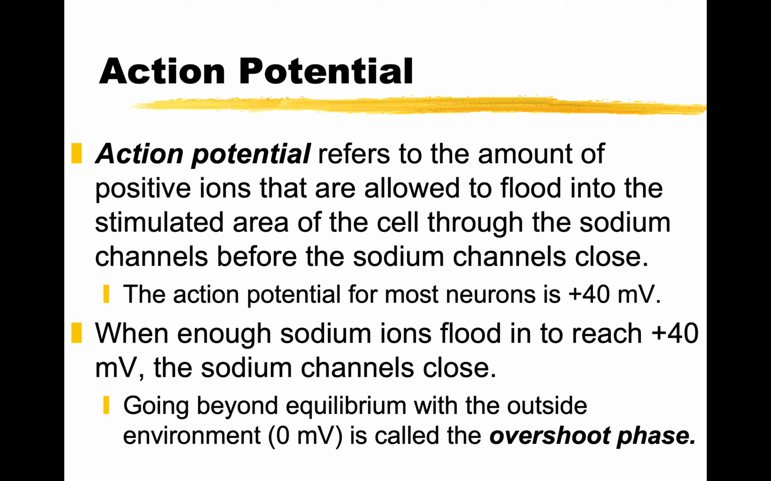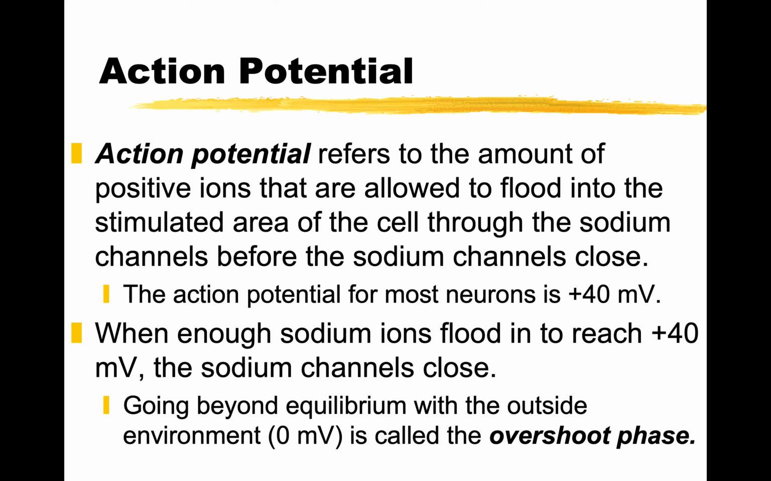Action potential refers to the amount of positive ions that are allowed to flood into the stimulated area of the cell through the sodium channels before the sodium channels close. The action potential for most neurons is positive 40 millivolts. When enough sodium ions flood in to reach a positive 40 millivolts, the sodium channels close. Going beyond equilibrium from the outside environment is called the overshoot phase.